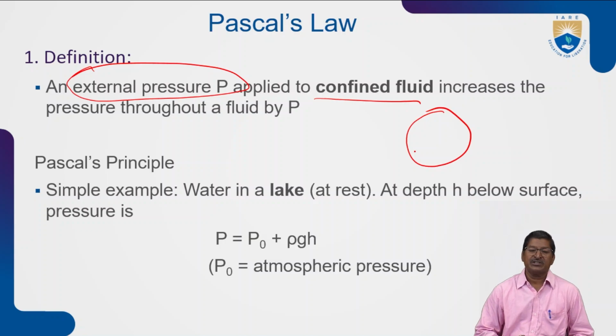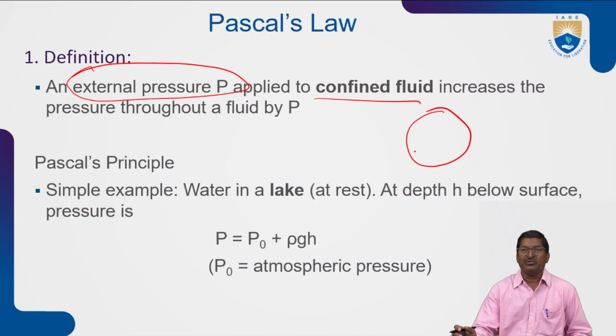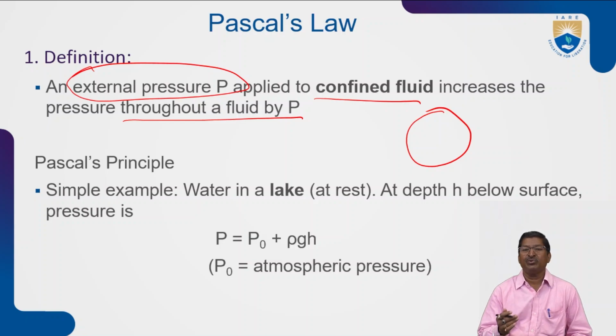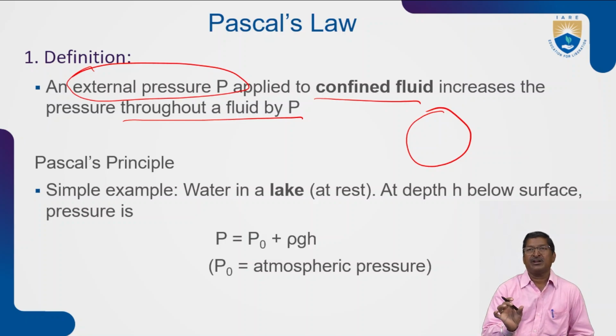So according to this definition, if you apply an external force on a confined fluid, pressure will be increased through the fluid. The pressure increase cannot be along a single line or in a one-way or two-way direction. Through the fluid, the pressure will be equal. That is the definition of Pascal's Law. So here, the important words are external pressure and confined fluid, and because of the external pressure there is an increase in pressure throughout the plane by P. So here is the Pascal's Law principle.